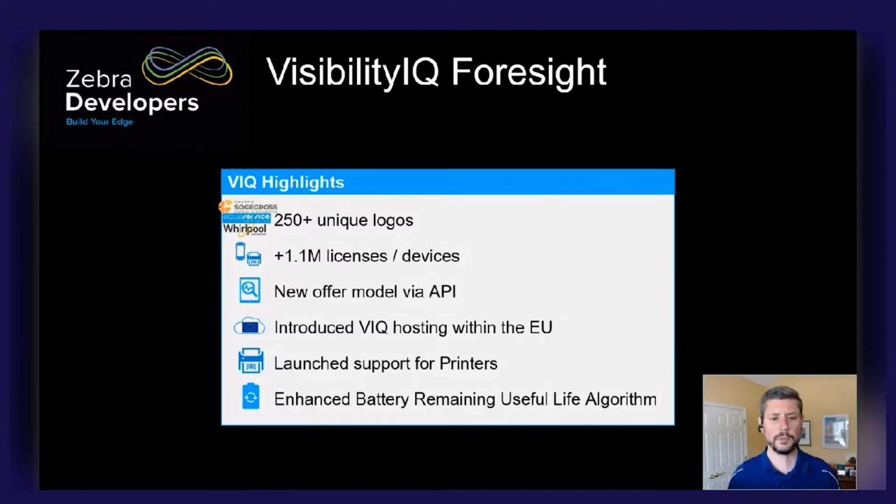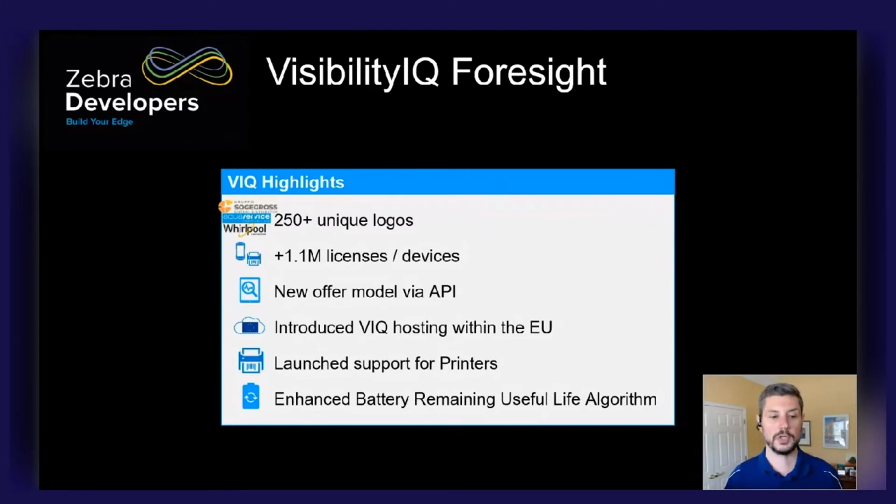Some other updates that we've had include that we are focused really on the machine data coming from these devices. So there's no personally identifiable information. There's nothing that really can put someone at risk in terms of privacy issues. But that being said, we really saw a need to make sure that we could do hosting within the EU, as well as we also have hosting within the US.